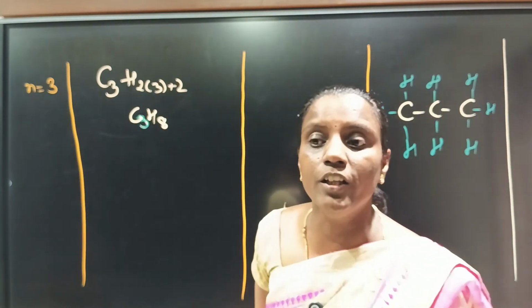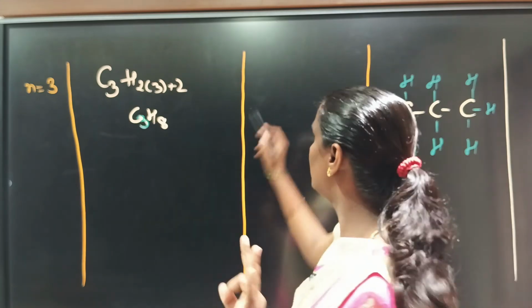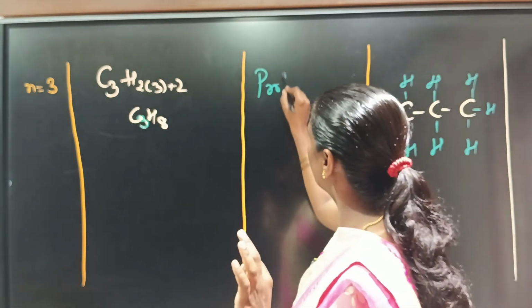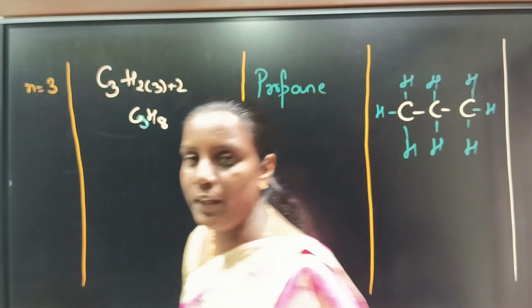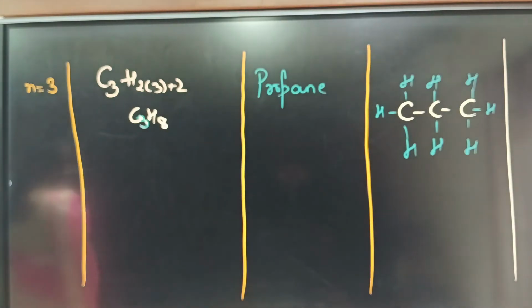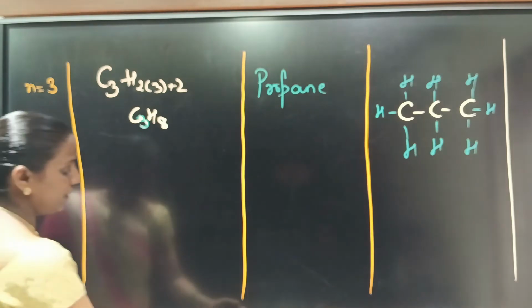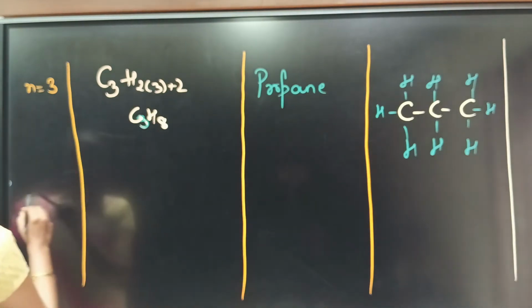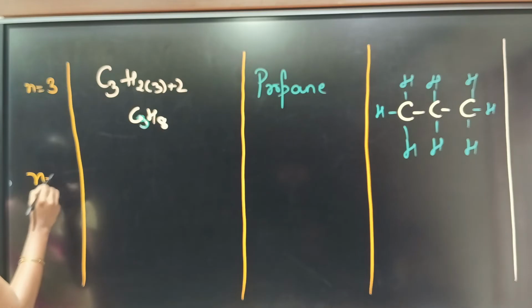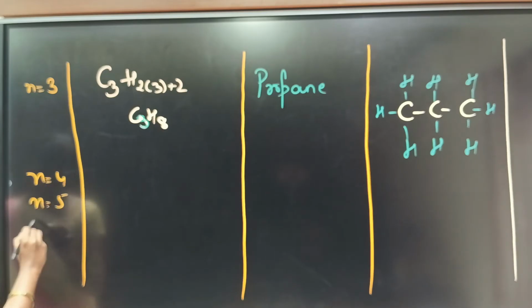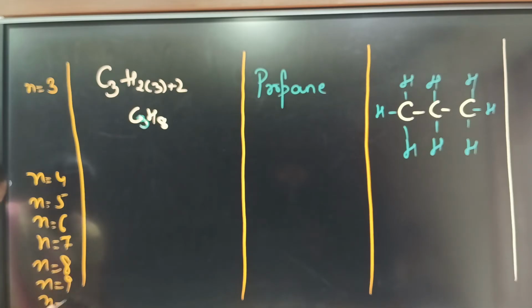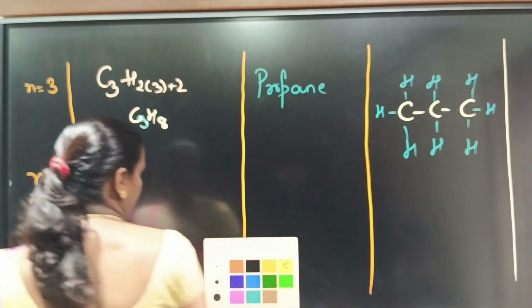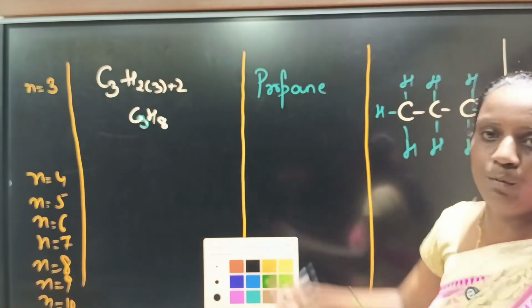Then what will be the molecular name? 3 means prop. Since these are single bonds, it is propane. Okay, fine. Then you can just take it as an assignment: n equal to 4, 5, 6, 7, 8, 9, 10. You should practice it out. Now we'll write the molecular name of it.